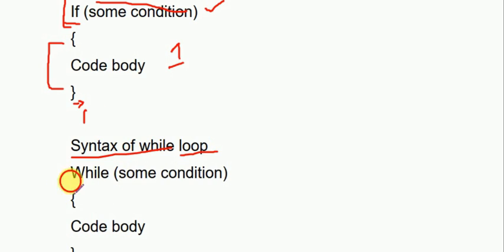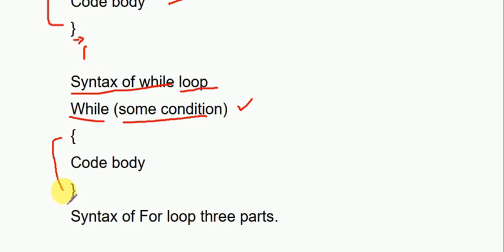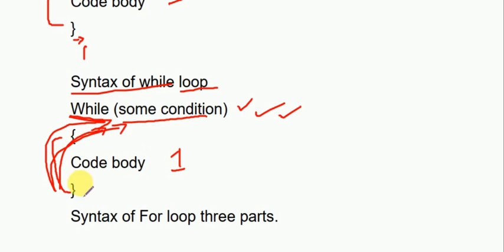Like for the while loop, we have a simple condition. If the condition is true, we execute this code written in the scope of the while loop one time, and then we come back and again check the condition. If the condition is still true, we again execute this code, come back and check the condition again. We repeat this again and again. When our condition is false, we come out of the while loop.